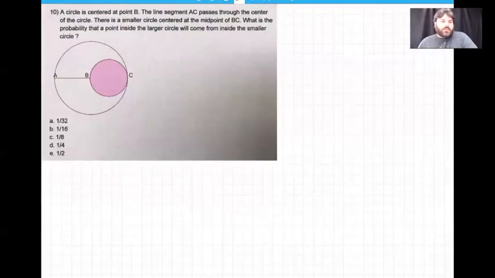All right, a circle is centered at point B. The line segment AC passes through the center of the circle. There's a smaller circle centered at the midpoint of BC. What is the probability that a point inside the larger circle will come from inside the smaller circle?